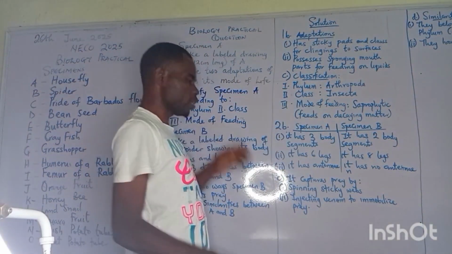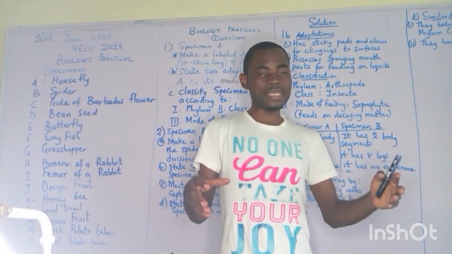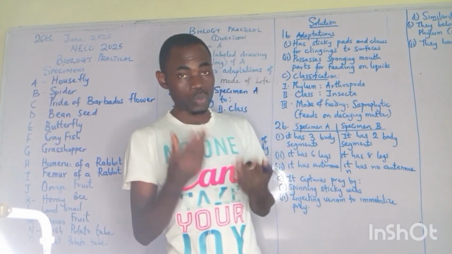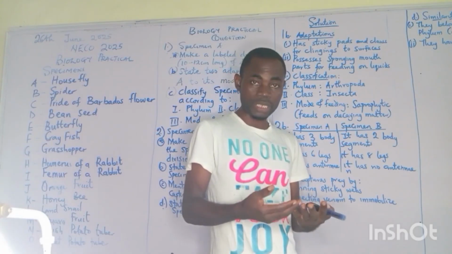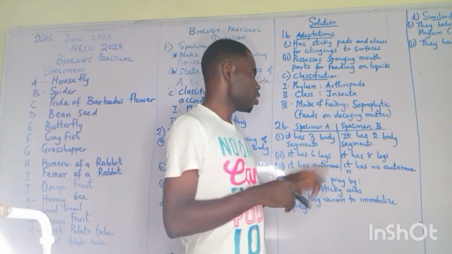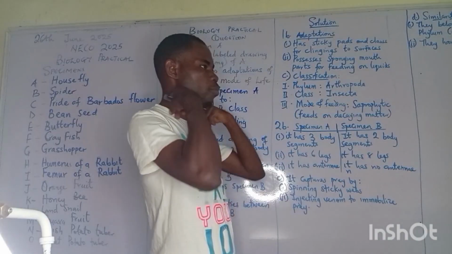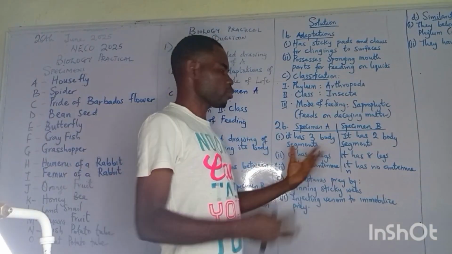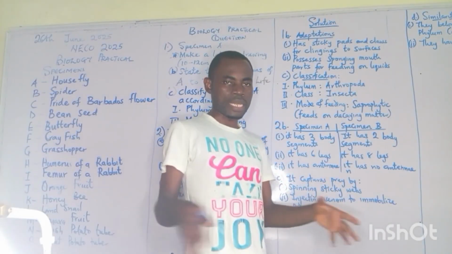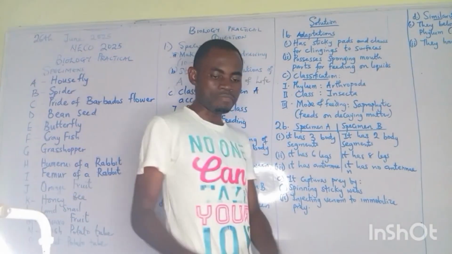Then let's talk about mode of feeding. Housefly feeds on anything decaying. That's why I mentioned earlier about wounds. Someone that has a cut, that has a wound, definitely the surface will be rotting. If the surface is rotting, housefly will be very glad to feed on the nutrients. So the mode of feeding is saprophytic. Sapro talks about a mode of feeding on dead or decaying organic matter, feeding on the remnants.